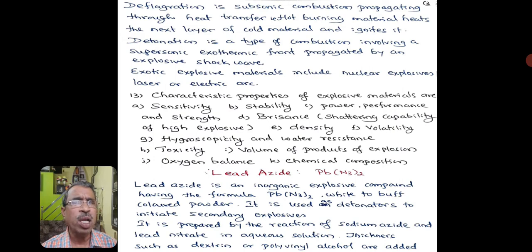After the explosion, it forms a stable material. Then they have very high power, performance, and strength. So these explosive materials have a character of brisance. That means shattering capability of high explosives. After explosion, the material gets shattered.